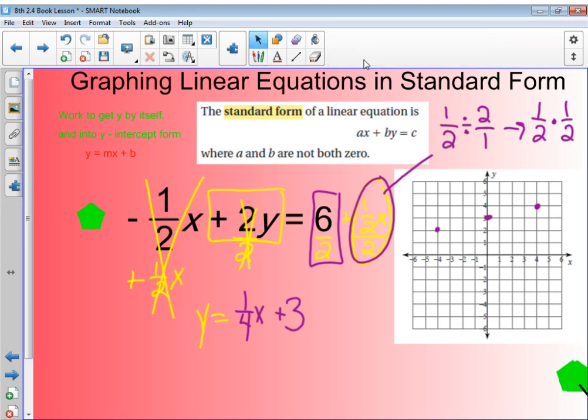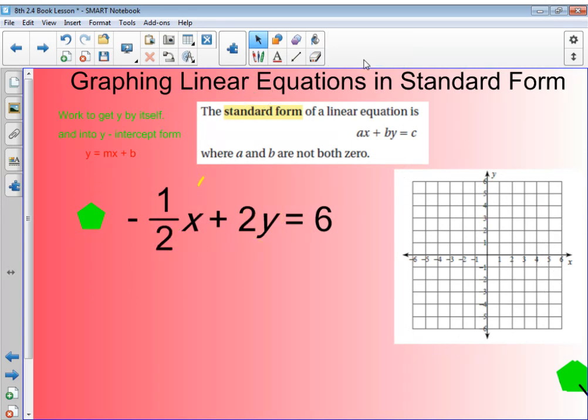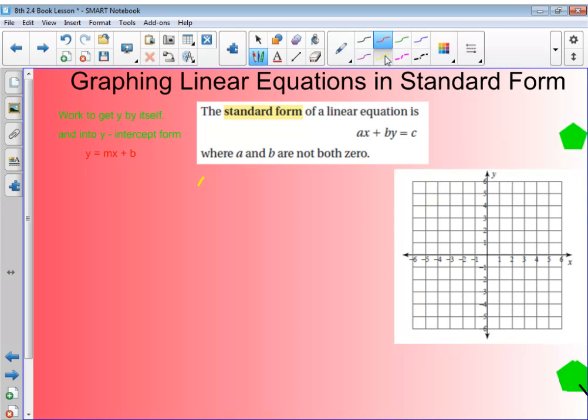Okay, so I'm going to go ahead and write one out here that I feel that you should be able to do independently. So let's do 3x plus 2y equals -8. So I want you to go ahead and pause your video and work your way through to get y by itself and then graph this equation. So you've got 3x plus 2y equals -8. Go ahead and pause your video now.